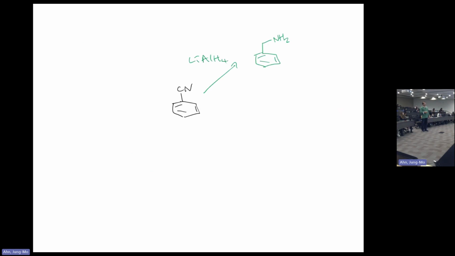If you're using lithium aluminum hydride or hydrogenation, then the nitrile (CN) is going to be converted to an amine, right? If you hydrolyze it, that will be converted to the carboxylic acid. That is just what we talked about right now. But what else you already know is, if you remember, the DIBAL, right?